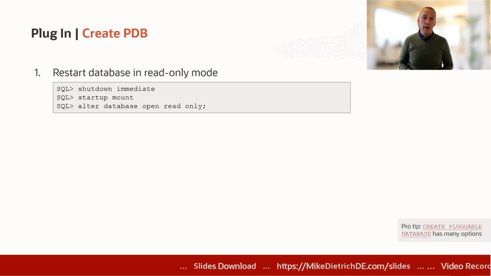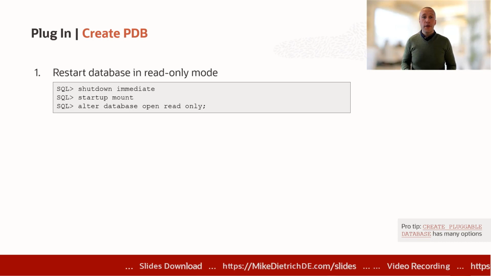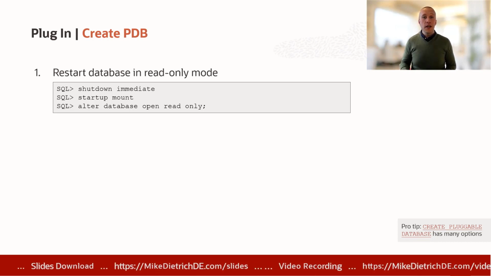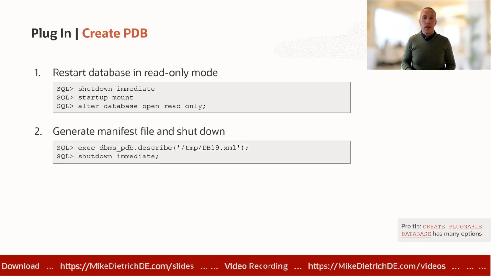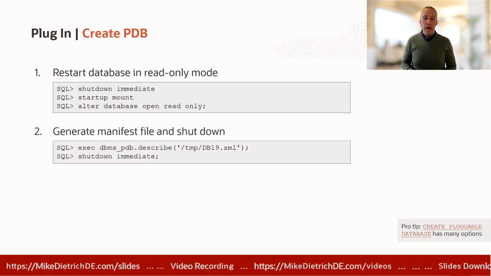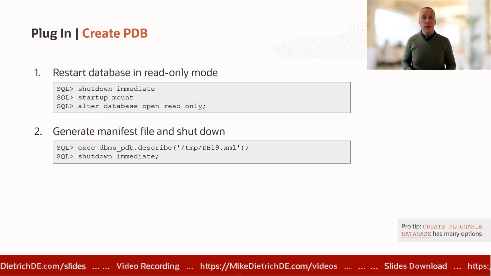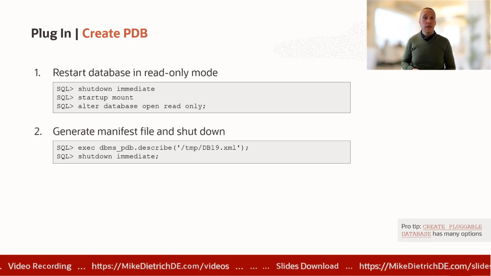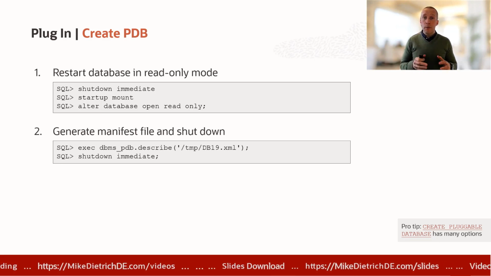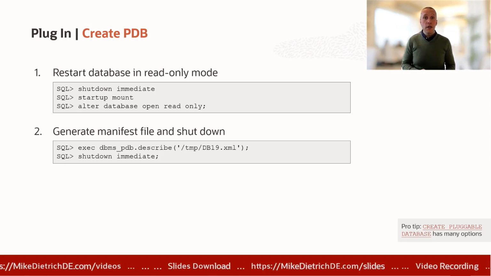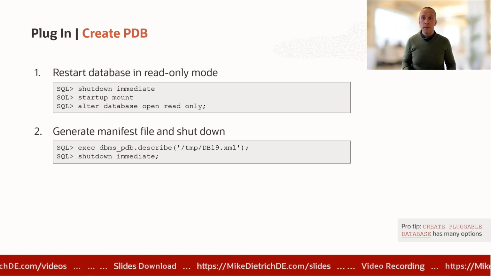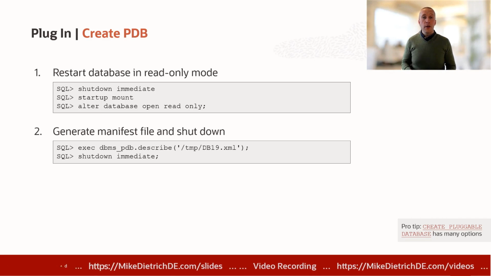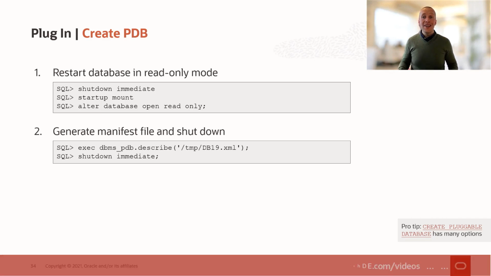Now we are ready to plug in the database. The first thing that I have to do is to shut down my non-CDB database and restart it in read-only mode. Then I can regenerate the manifest file. It's very important that I regenerate the manifest file, and I do it while the database is in read-only mode. This is a prerequisite. If you have a manifest file that wasn't generated in read-only mode, you can't use it later on. After generating the manifest file, I now shut down my non-CDB database and I won't need that anymore.